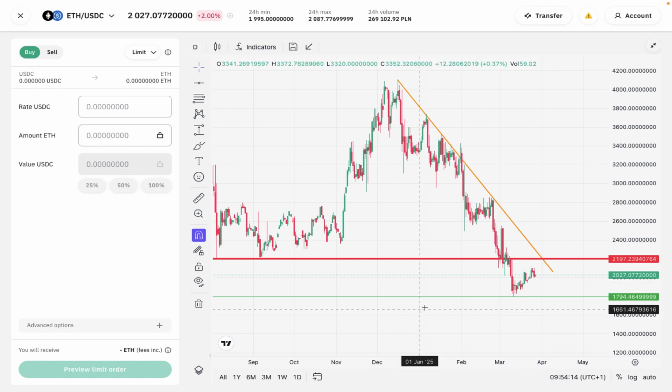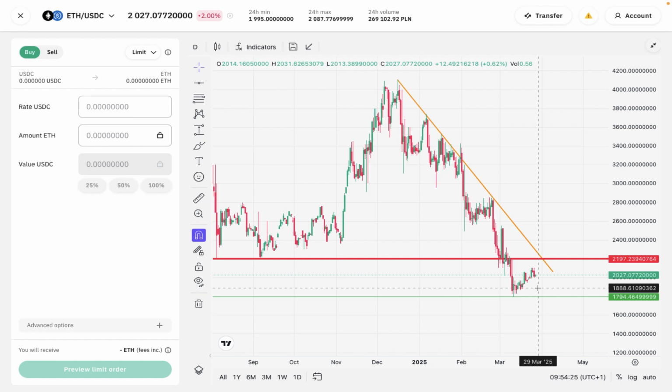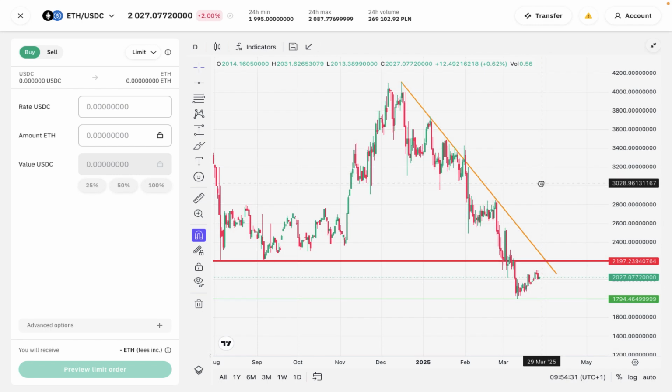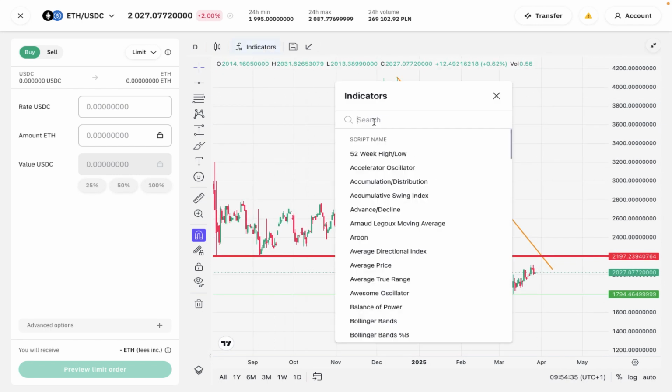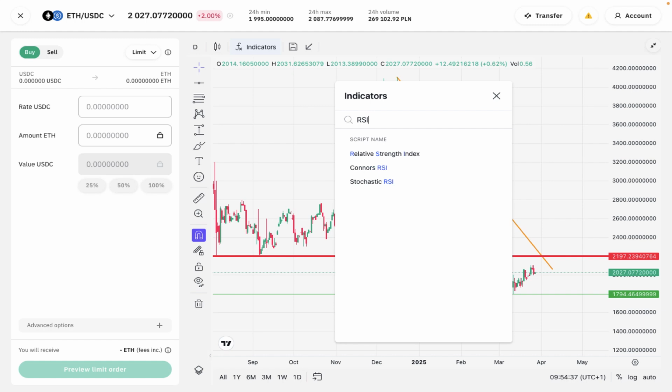Recent technical support is located here at $1,794. The movement to the upside might be considered, as I said, as a corrective cycle during the downtrend. As soon as we break back below the level of 1,794, the market will return to the downtrend, and the downtrend will be, of course, confirmed yet again.